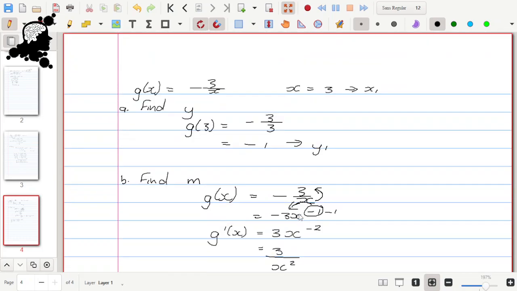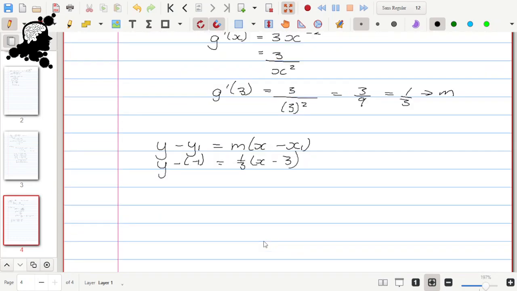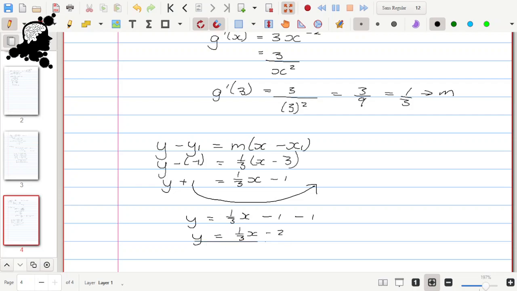Our original x value was x equals 3, so I just substitute 3 there. Now we multiply out the brackets. This is y plus 1, giving us 1 over 3 into, let's multiply out the brackets. This is x, and then 1 over 3 times minus 3 just gives us minus 1. We take the positive 1 over, and we get y equals 1 over 3x minus 1 minus 1, which is going to give us y is 1 over 3x minus 2. There we have it. We have determined the equation of the tangent.